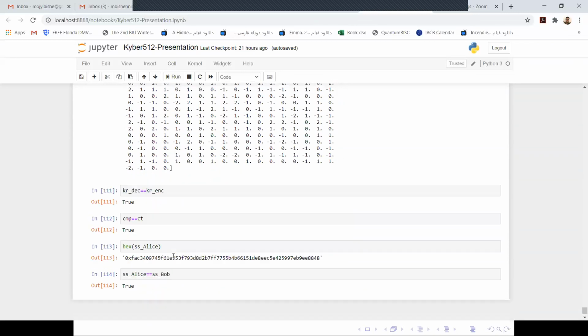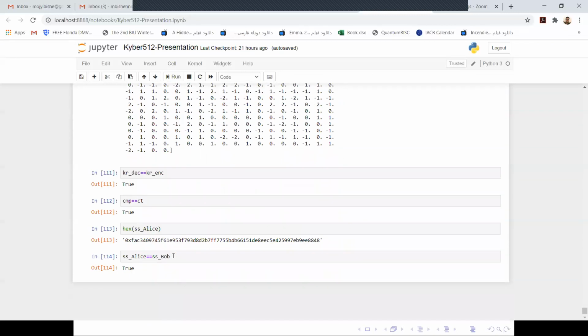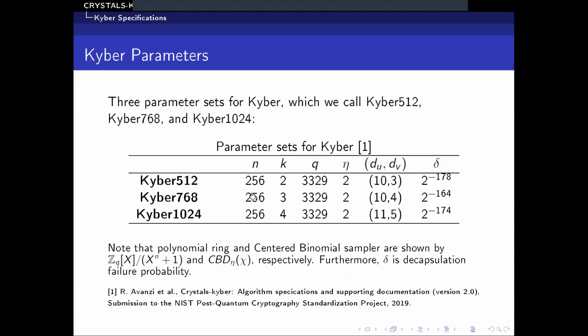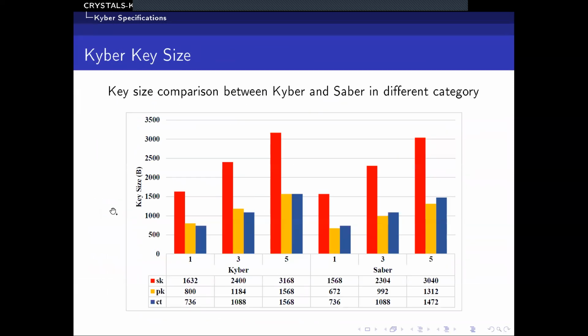That's it. If you have any questions, I can answer if I can. So thank you, Moshaba, for the presentation. Can you explain the degree of polynomials? And go back to the slides for key size, ciphertext size, and security levels. Could you explain those to us?